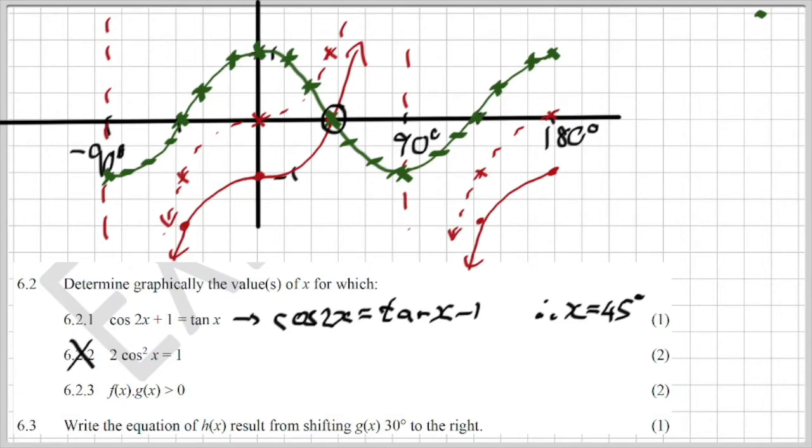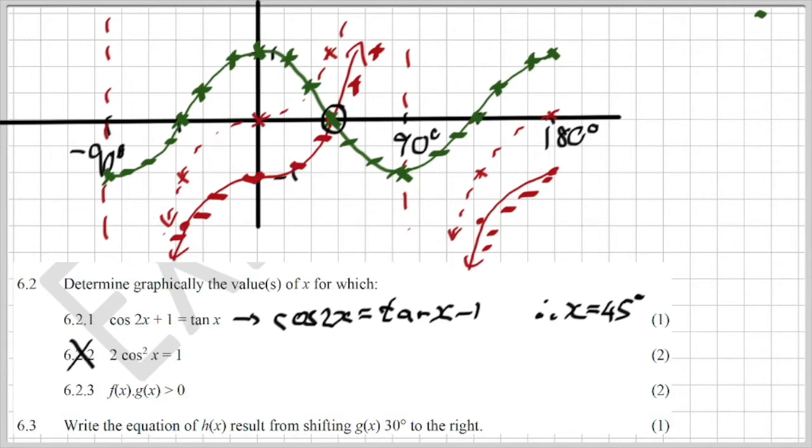Now let's look at g(x). On the left-hand side of 0, my graph is negative all the way till 45. Then it becomes positive all the way to 90. Then it starts negative again all the way to 180 degrees.